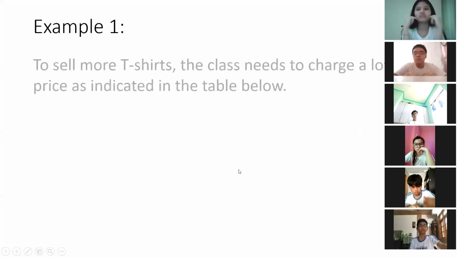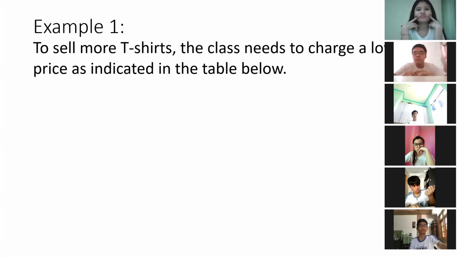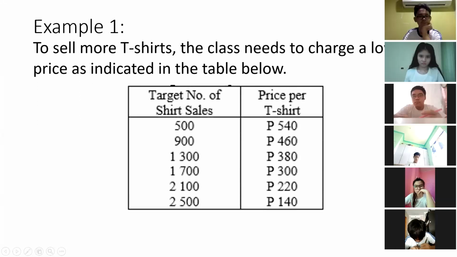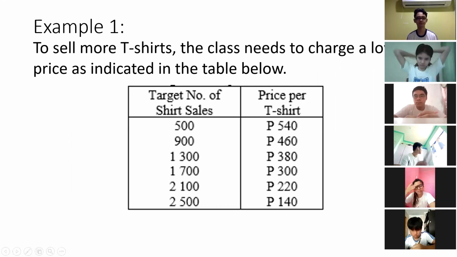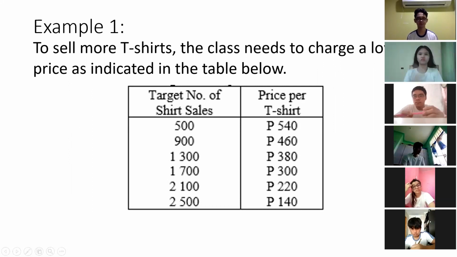We have here examples, I believe. This example is a worded problem. So you're going to find the price of the t-shirt. To sell the t-shirt, the class needs to charge a lower price as indicated in the table below. So this is the table of the prices for the t-shirt.